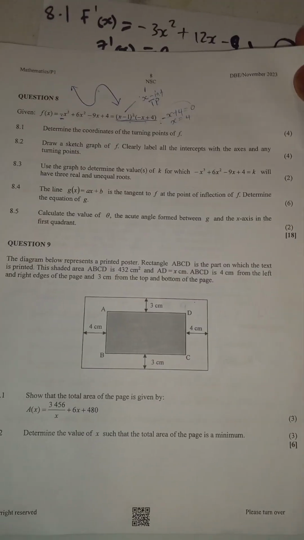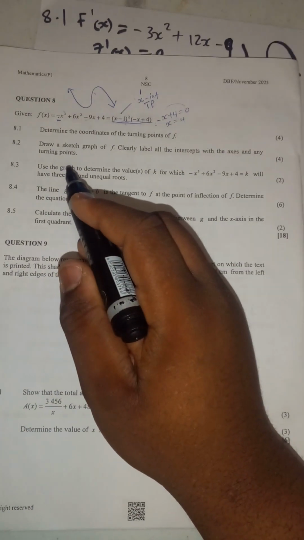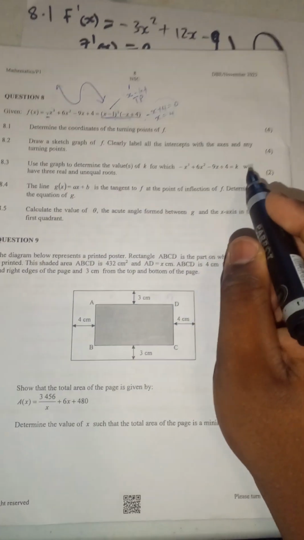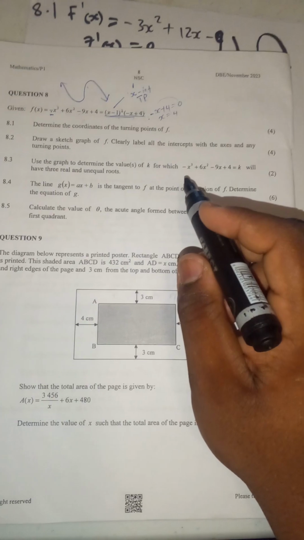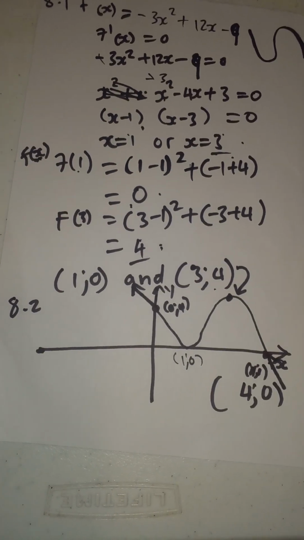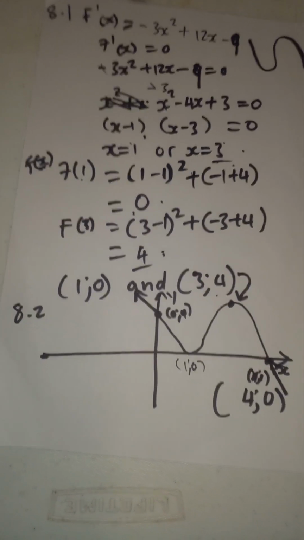Let's go to the next question. The third question: use the graph to determine the values of k for which f of x equals k will have 3 real values and unequal roots. So this question now, you'll have to interpret it. Okay, so now this is how you're going to check it.